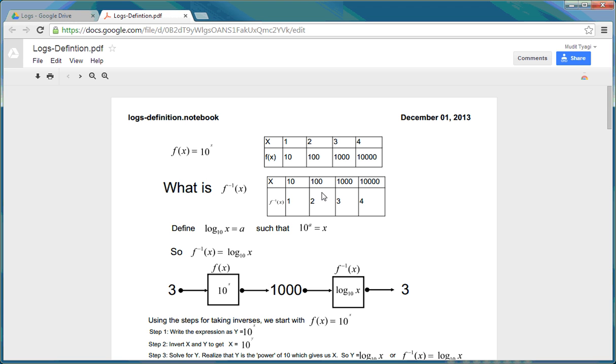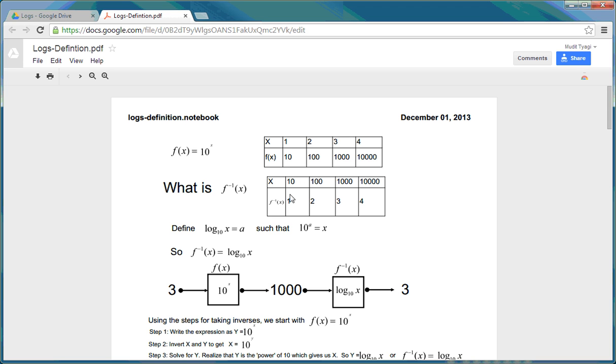So continuing with keeping the definition of the inverse function in mind, we see that if I input 100 into f inverse of x, I should get as the output a value of 2. If I input 1,000, I should get 3. If I input 10,000, I should get 4. Okay, great. Now, the question is, what is an equation that I can write for f inverse of x?